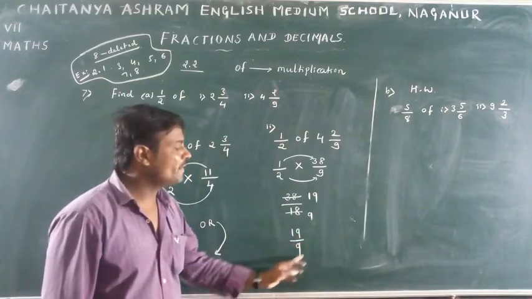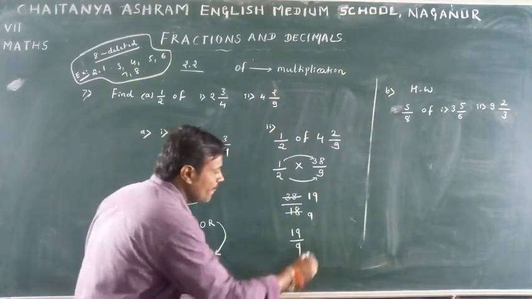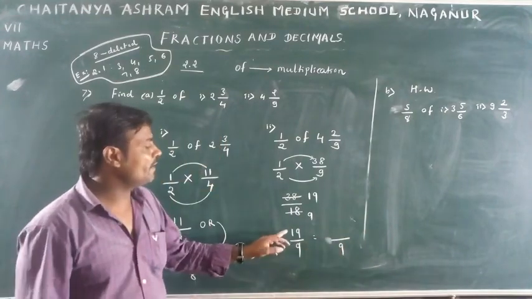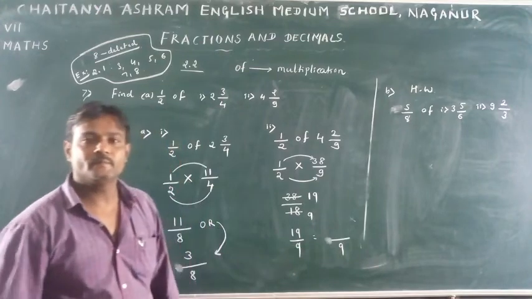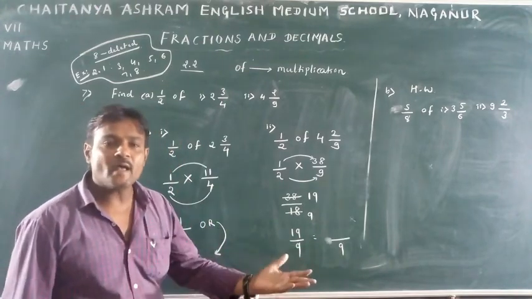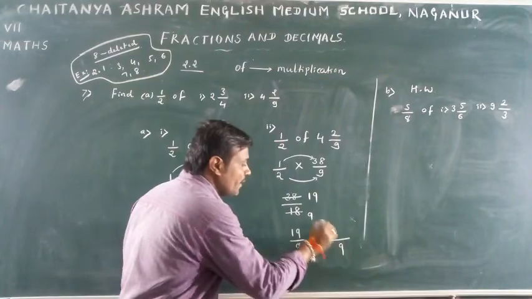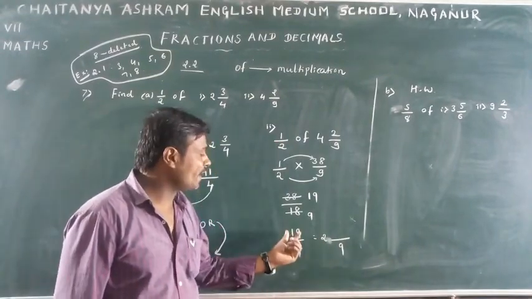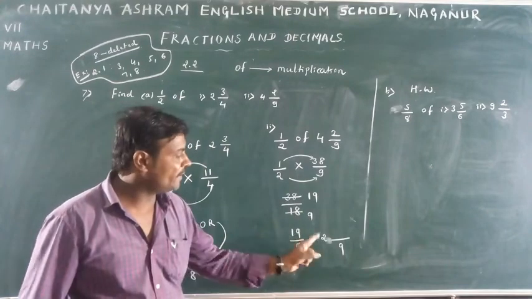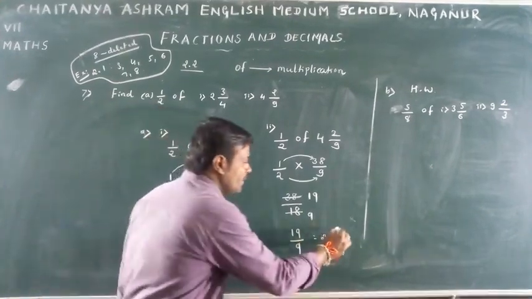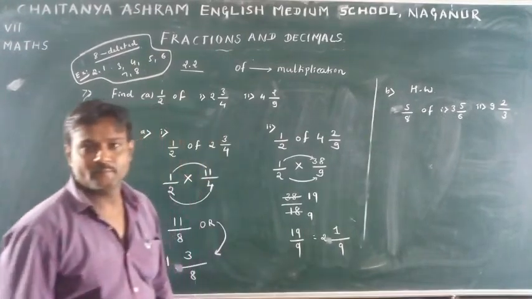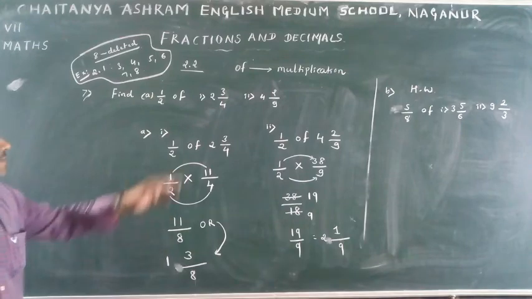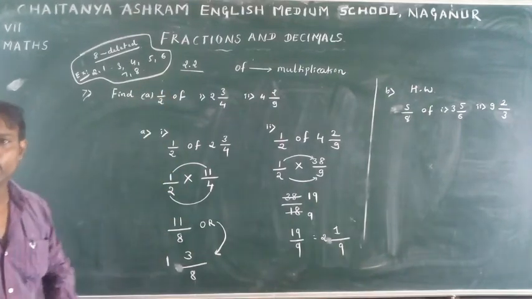Again write it as a mixed fraction. That is, write 9 as denominator. Which is near to 19 in the 9th table? 18. 9 2s are 18, no. So write that 2 in the whole number place. So 9 2s are 18. To get 19, how much should we add to 18? 1, no. So write that 1 on the numerator. Clear, dear children? So this is about exercise 2.2.